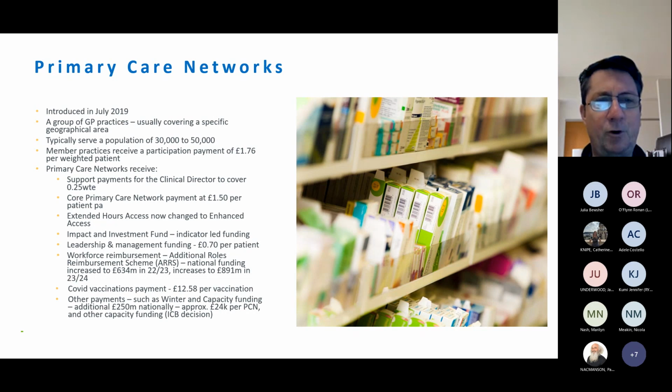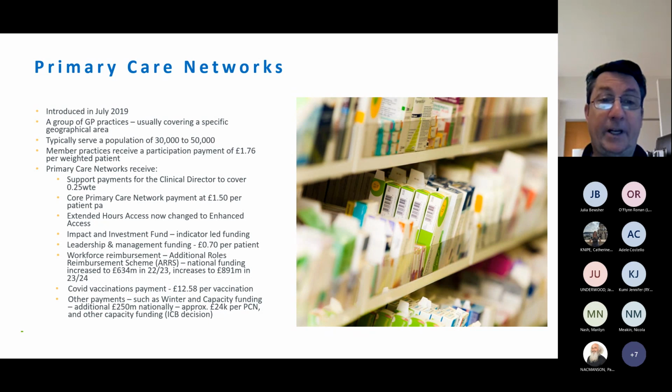There are things like support payments for a clinical director. So, like you say, there's funding for a quarter of the time of a clinical director of the PCN, just to cover the meetings and any admin and so on that needs to happen.